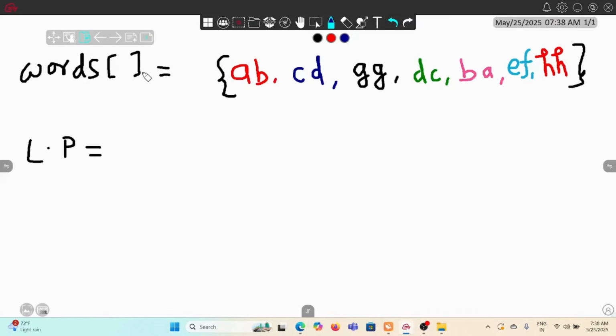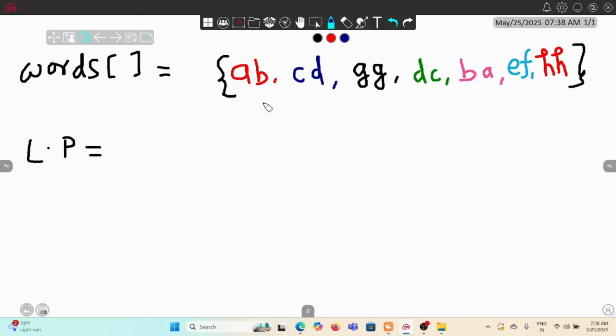For example, this is our words, which has AB, CD, GG and so on. Now we have to create the longest palindrome out of it. As we know, a palindrome is something which, if we traverse from the left or the right of that string, it should be the same, right?